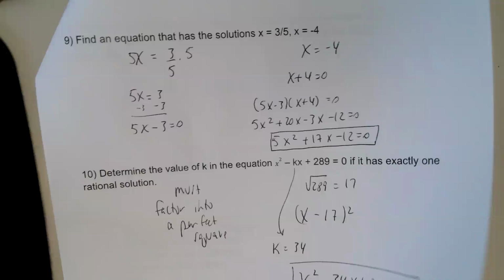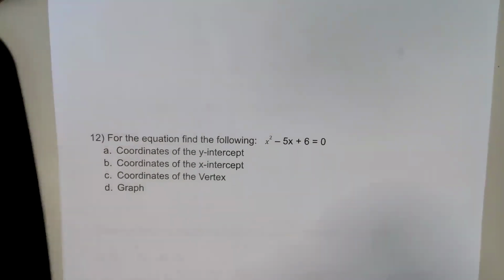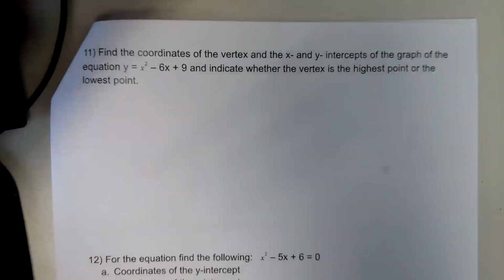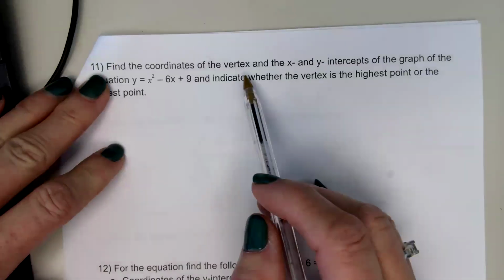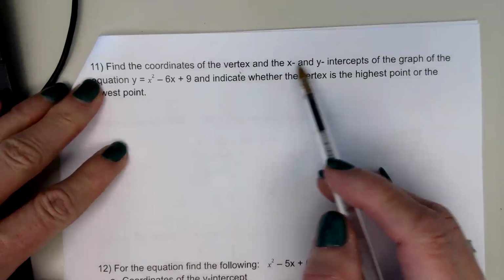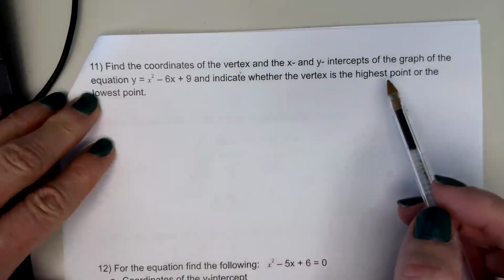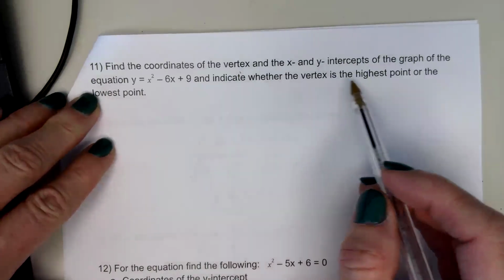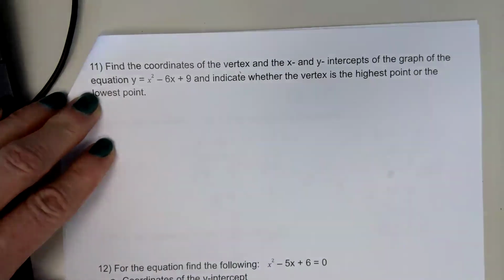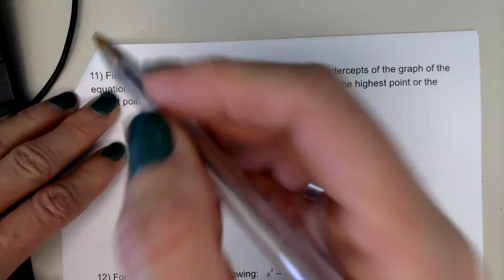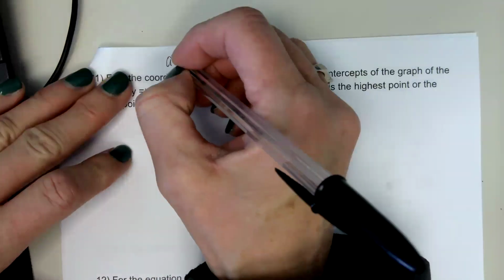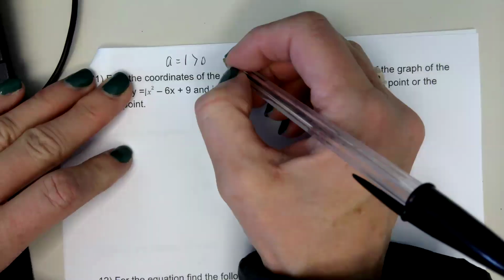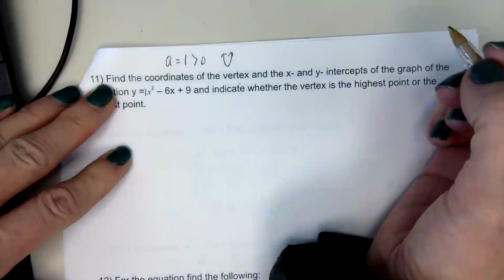Okay, let's look at our last two problems for the review. I'd also like you to be able to find some important things about quadratic equations. A couple of them are the vertex, the x and the y intercepts, and the graph, and indicate whether the vertex is the highest point or the lowest point. The first thing I always do, hopefully you learned this semester, is look at my A. My A is equal to 1, which is greater than 0. So that tells me that it's face up.